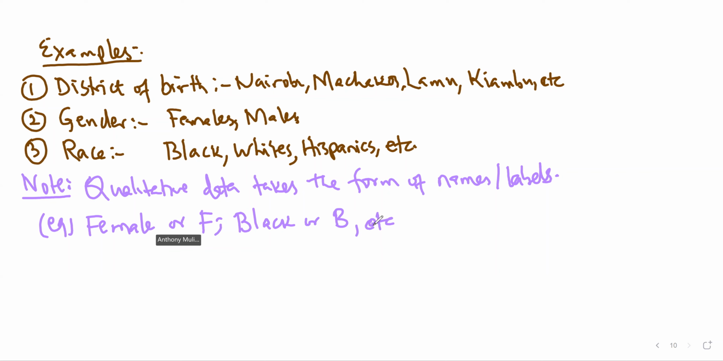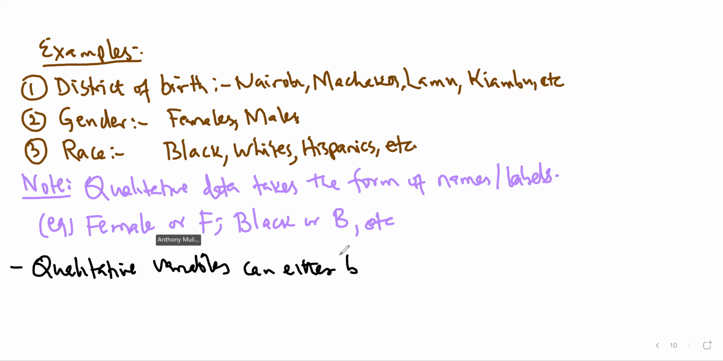In addition to that, we need to say that these types of variables, that is qualitative variables, can either be nominal, or they can be ordinal or ranked. So we're going to look at each one of them and possibly give an example in each case.